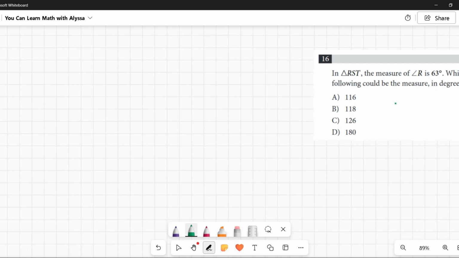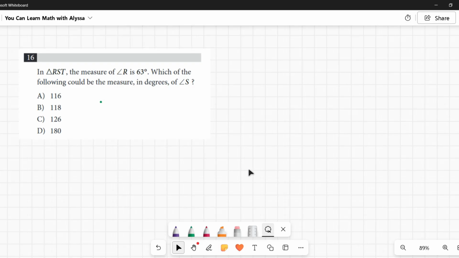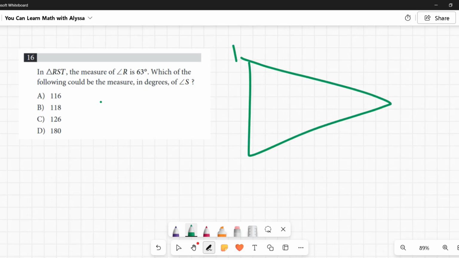Number 16. Actually, let me move this over a little bit here. Number 16. In triangle RST, the measure of angle R is 63 degrees. All right, so I'm going to draw a little triangle. It's not to scale. It's just to give me something to draw on. Okay, so I have RST and R is 63 degrees. Which of the following could be the measure in degrees of angle S?